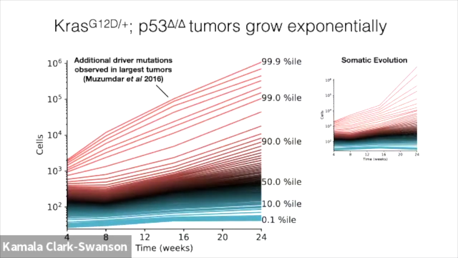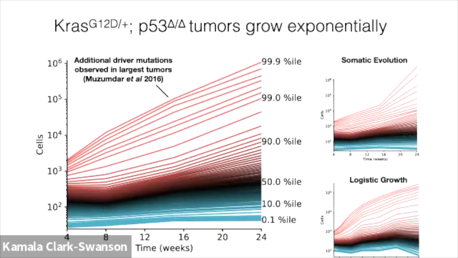Even though also in previous work, we saw that when you sequence the largest tumors in this mouse model, you do see additional driver events, loss of heterozygosity at KRAS and loss of other common tumor suppressors. And we didn't see logistic growth either. We just saw a simpler growth law for a more complex genotype.